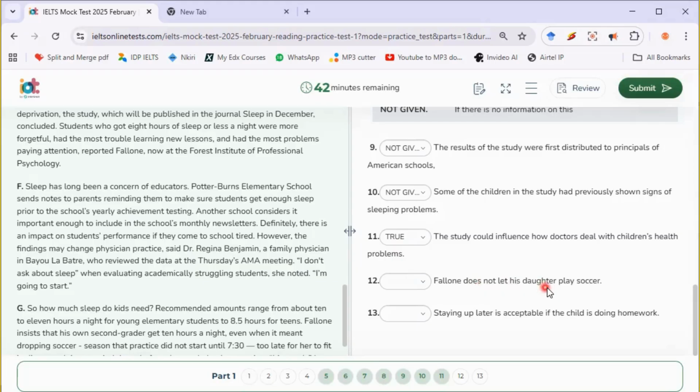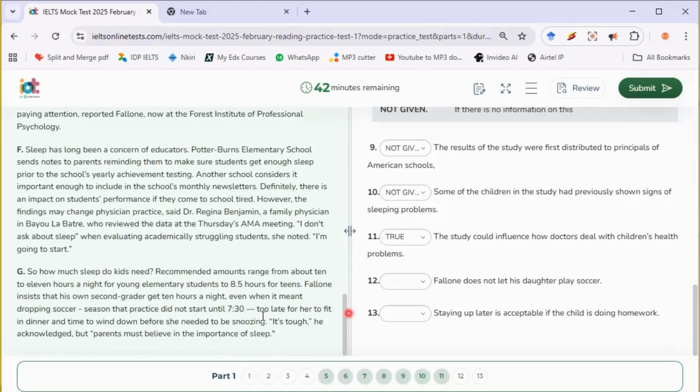Fallon does not let his daughter play soccer. No. Where is it? I saw soccer. Where's that soccer thing now? Fallon does not let his daughter play soccer. I saw that towards the end. Where's Fallon now? Soccer, yeah, this place. Fallon insists his own second grader gets 10 hours a night, even when it meant dropping soccer season.